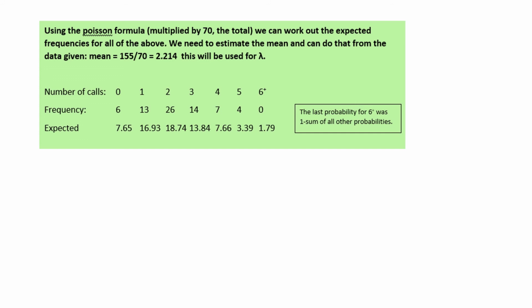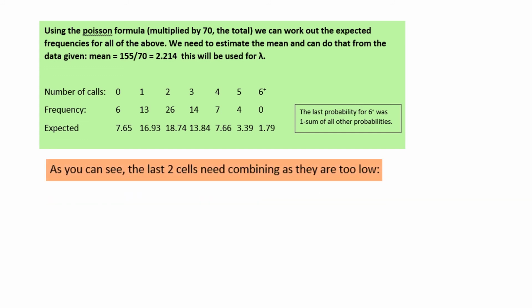However, for the last one, all I have to do is take 70 away the previous 6 values here, and I get the 1.79. Or I can do it based on probability, 1 minus all the other probabilities, and then times that by 70. Okay, so I didn't go into much depth on that. You've not long done Poisson distribution, and so that was just the process used to find the expected values. In fact, you did a similar question on that in the Poisson.